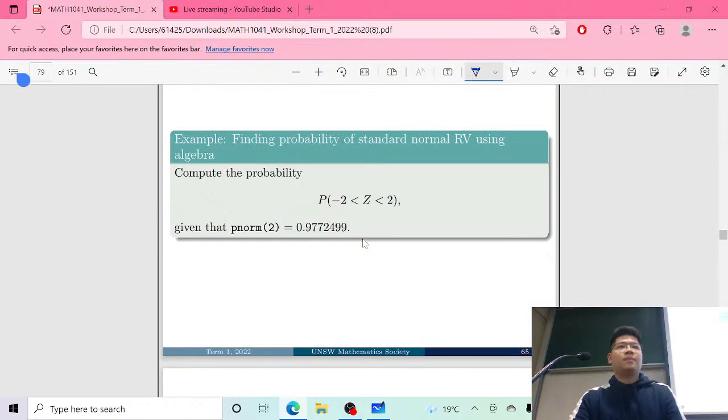Okay, anyways, z being less than 2 and greater than minus 2. So what we want to do now is we just want to take the distribution right here.